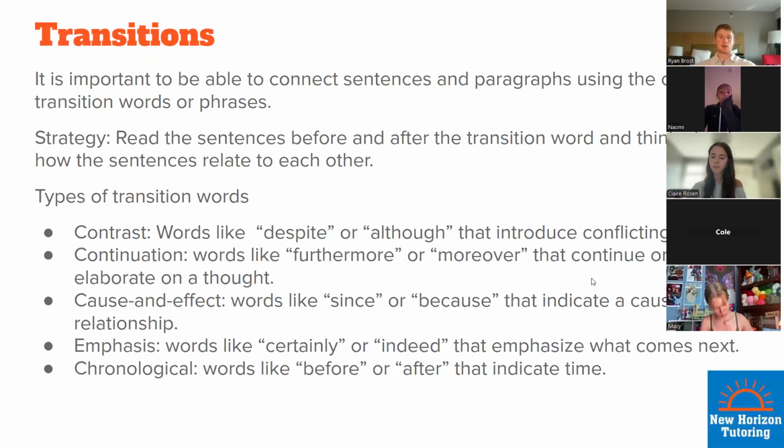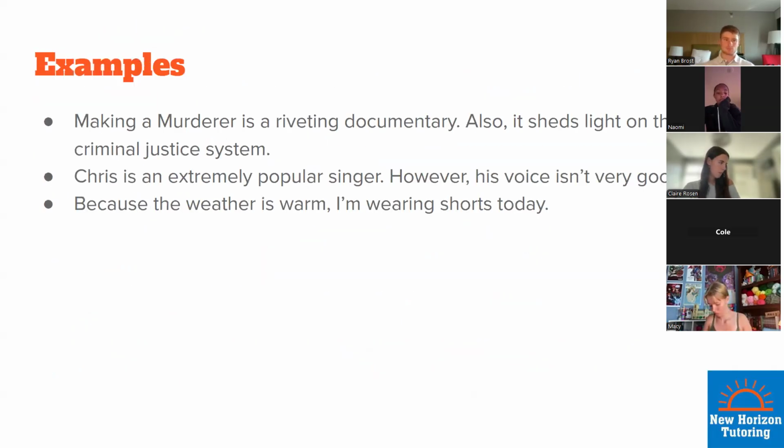Okay, and then next up, transition. This is just connecting sentences and paragraphs using the correct word. What I like to do is read the paragraphs before and after, or sentences before and after, and ask yourself, how do these relate to each other? Are they contrasting? Are they a continuation of what was happening? Is it a cause and effect relationship? Is there emphasis being placed on the next thing? Is it just a chronological order, like first, second, next? So think about how the two parts relate to each other, and the transition word should become pretty easy. I have a little bit of practice for these. First up, an example.